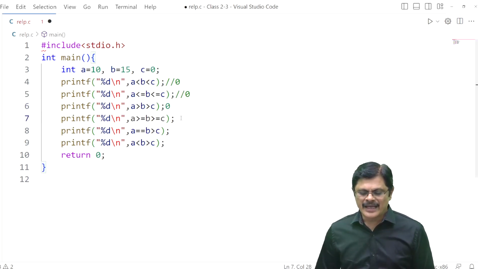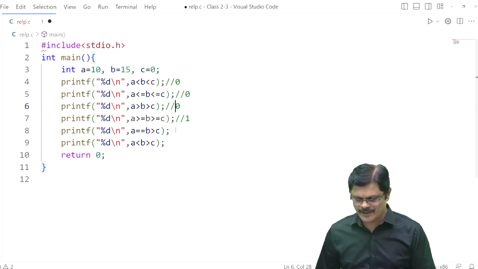The next one, A greater than or equal to B, 10 greater than or equal to 15 is false, 0. 0 greater than or equal to 0, that is true, so you get 1 here. Okay, here it should be commented.